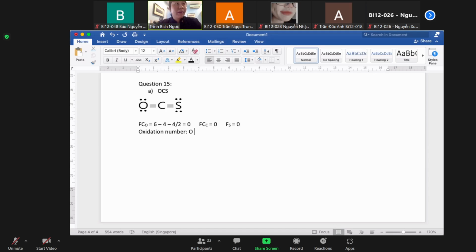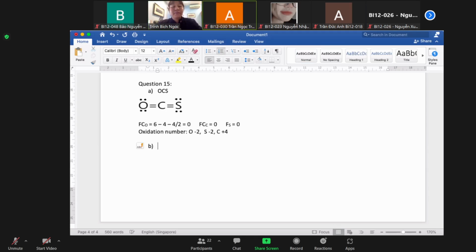But the oxidation number. The oxidation number of O is minus 2. Sulfur is minus 2, and carbon is plus 4.